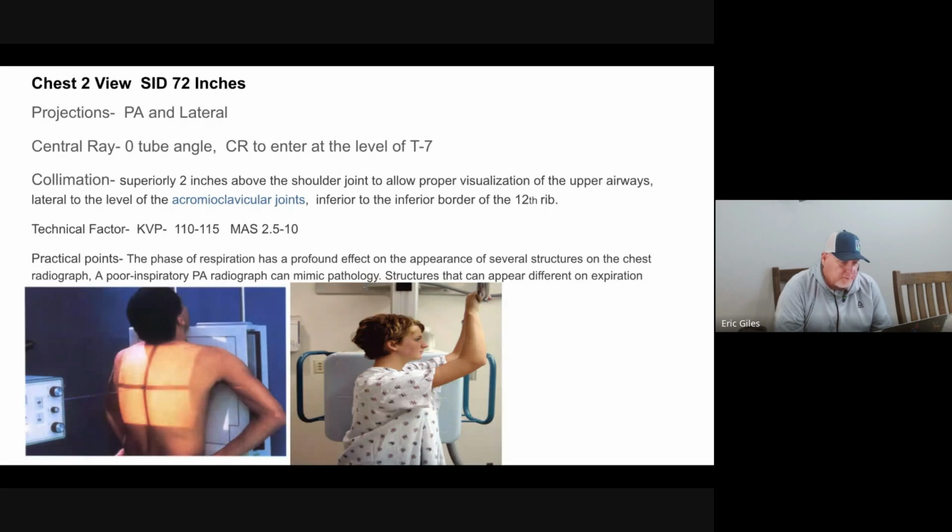Practical points, the phase of respiration is very important for a chest x-ray. The proper technique is have the patient take in a deep breath, blow that breath out, and take another deep breath in. It's called second inspiration, and you need to know that for test purposes. The reason we do that is, the experts say that on your second inspiration, you're actually bringing more air into the lungs. And for these pictures, we want those lungs to be inflated as much as we possibly can. So when we take chest x-rays, remember it's on second inspiration, okay?